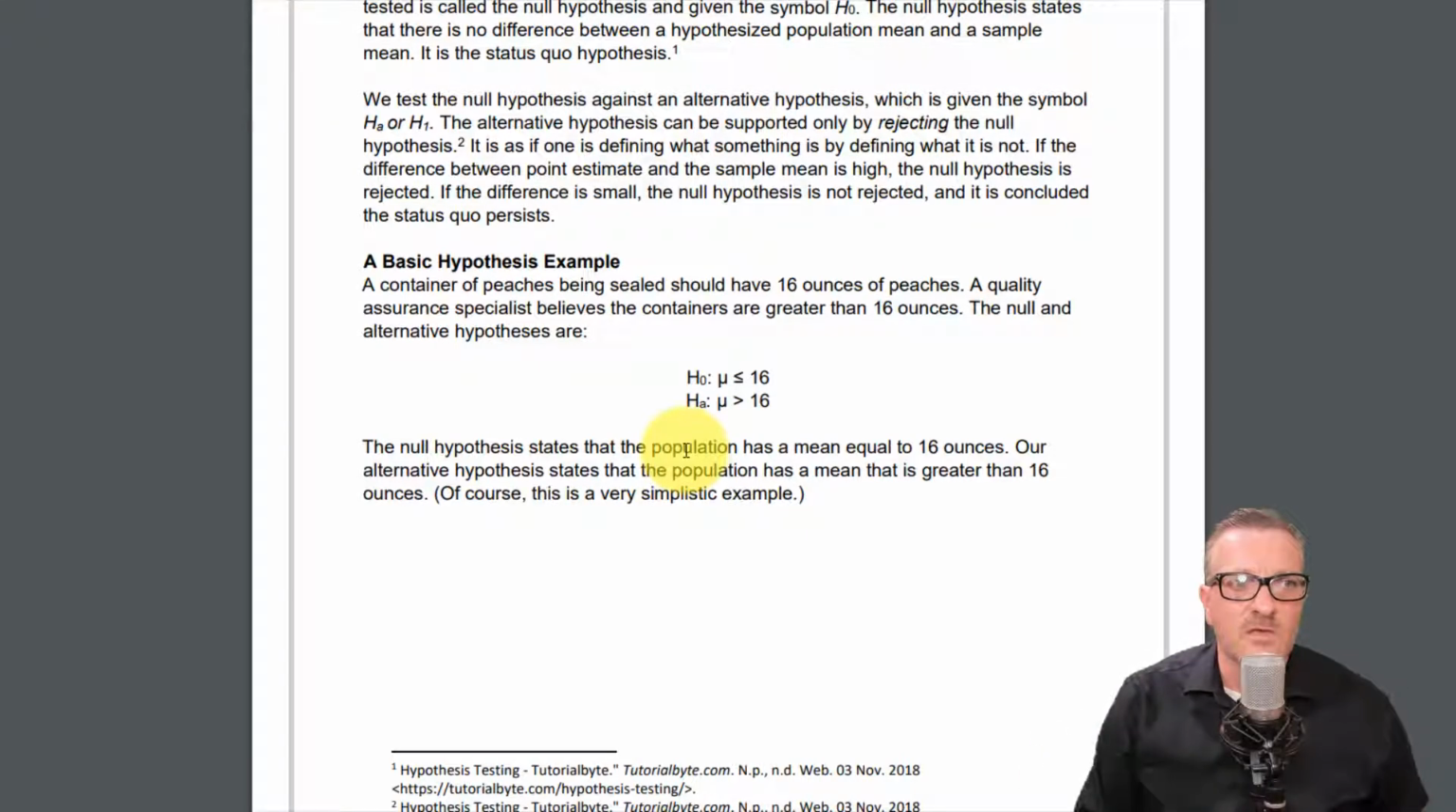thinking. Okay, so then it says the null hypothesis states that the population has a mean equal to 16 ounces. Our alternative hypothesis states that the population has a mean that is greater than 16 ounces. So of course this is a very simplistic example.